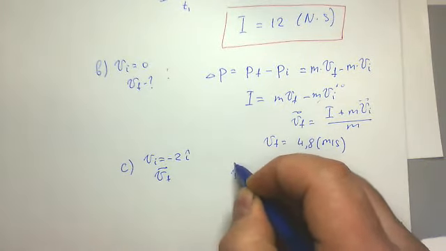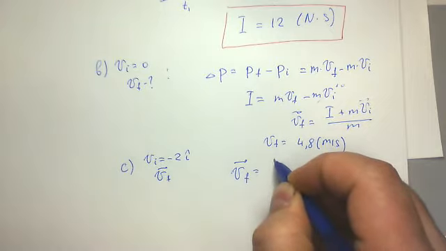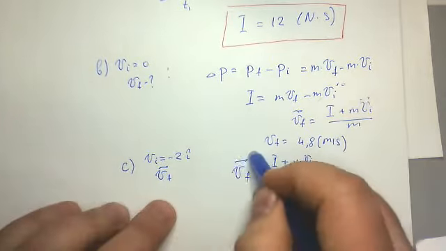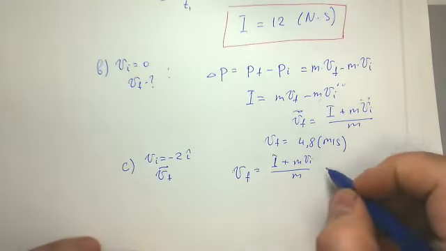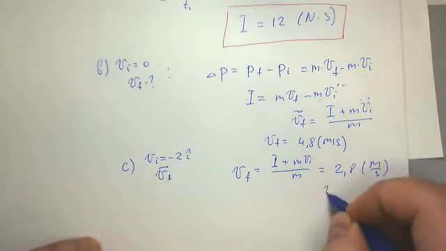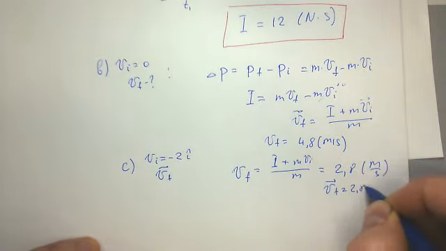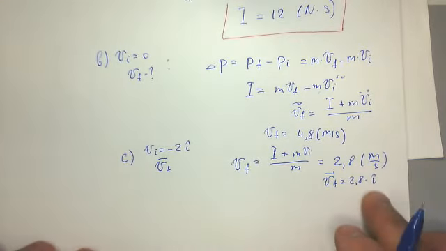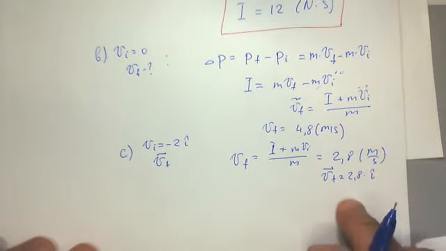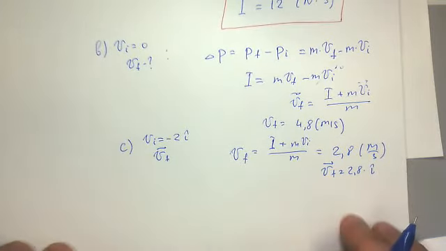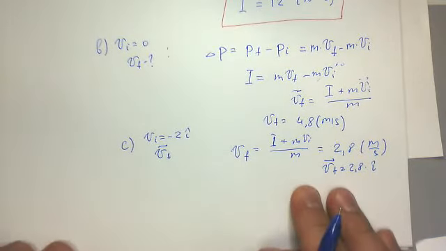So v final vector equals momentum plus m v initial over m. So first find the absolute value and multiply by this i. The absolute value would be 2.8 meters per second. So the vector would be 2.8 times i hat. So it will move in the opposite direction, and the speed will be increased with respect to the initial speed. So next part, we need to find the average force.